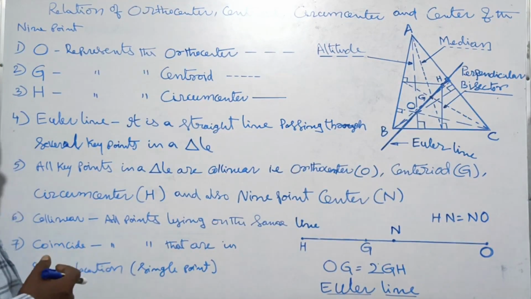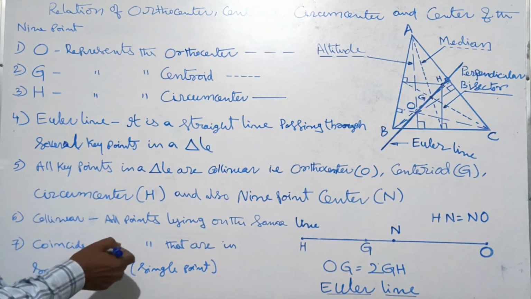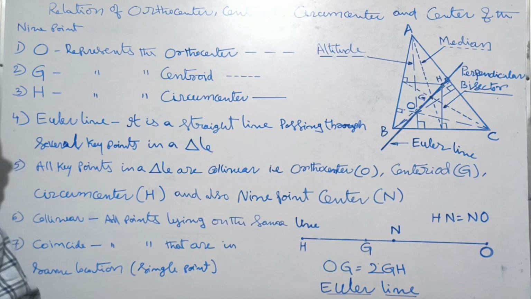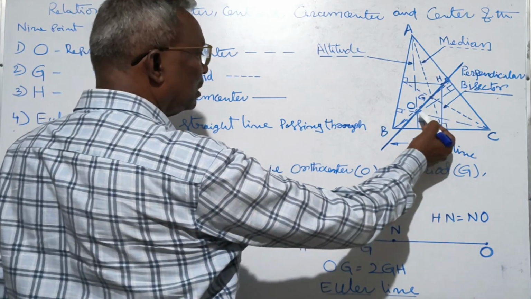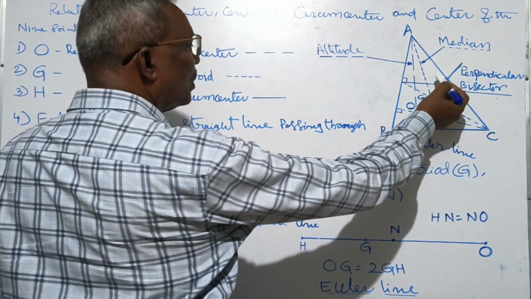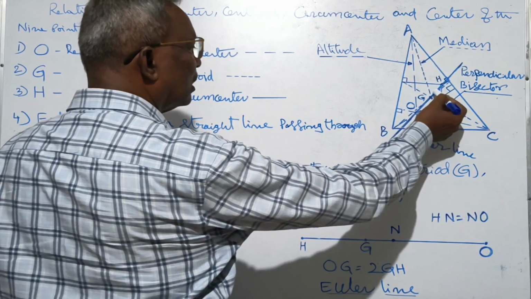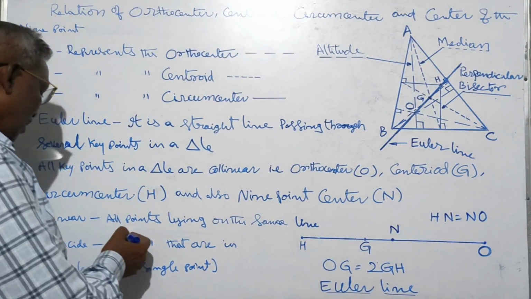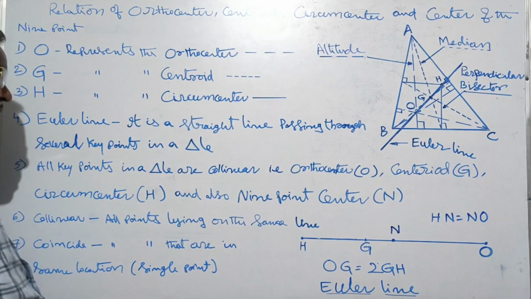What is the difference between collinear and coincide? Collinear means all points lying in the same line. All points means here orthocenter, centroid, circumcenter. Of course, this center of the 9 points is not marked here. These 4 points are collinear. All points lying in the same line is called collinear.